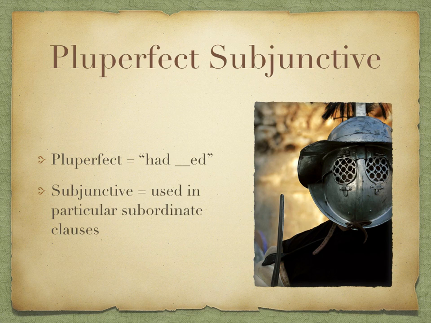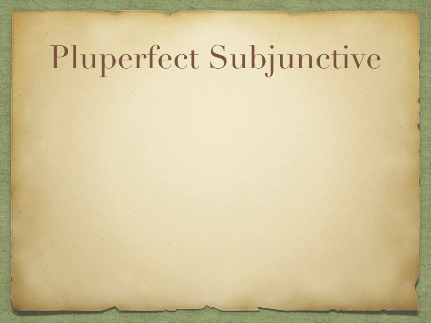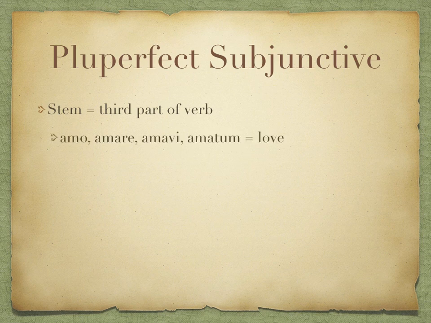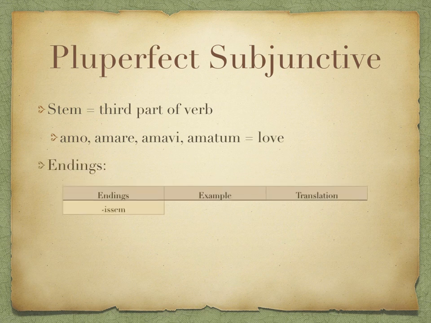So these words look slightly different, but luckily they're quite easy to recognize. So to form the pluperfect subjunctive, we need to take the third part of the verb as our stem. So remember, your verbs are listed like this: amo, I love; amare, to love; amavi, I loved, it's the perfect tense; and amatum, having been loved. So we need to take that third one, amavi, remove the ending i, and then add on these endings for the pluperfect subjunctive. So for I had done something, issem, so amavissem means I had loved.